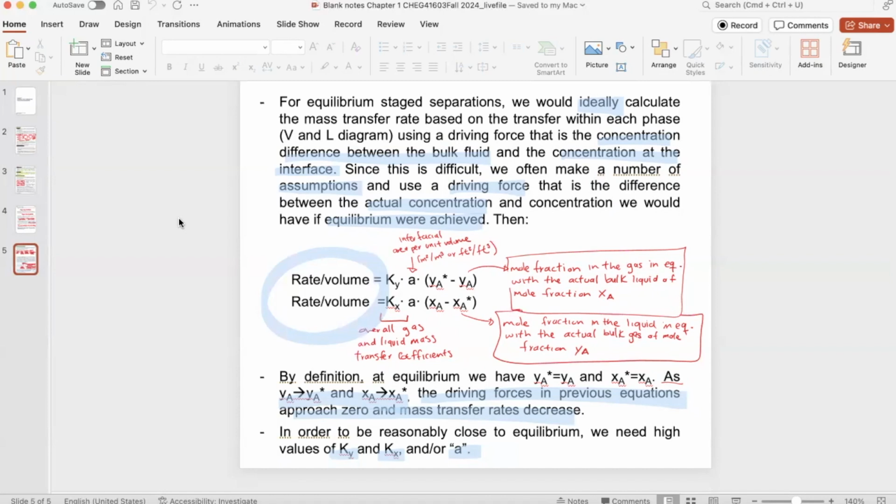By definition, at equilibrium, the fraction in the gas, represented by Y, can approach the equilibrium concentration. Same for the liquid fraction, which is depicted by X. So as these fractions approach equilibrium, the driving forces in the previous equation approach zero and mass transfer rates decrease. You have to have in mind that in order to be reasonably close to equilibrium, we need high values of K's and/or the area.